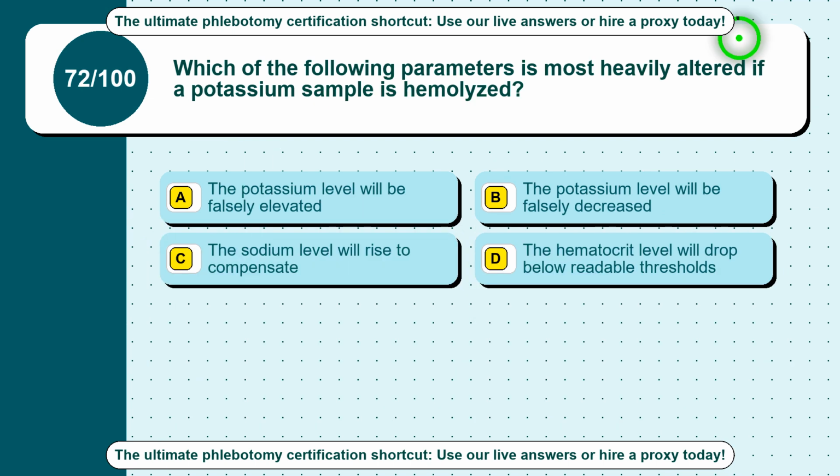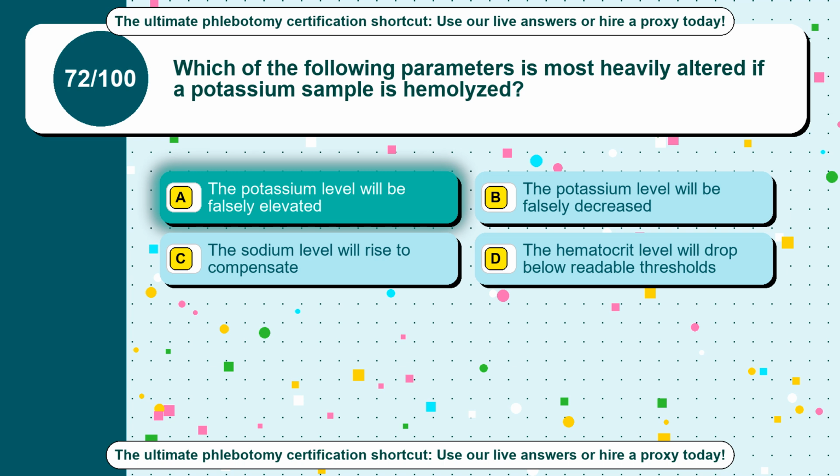Question 72. Which of the following parameters is most heavily altered if a potassium sample is hemolyzed? Option A. The potassium level will be falsely elevated. Option B. The potassium level will be falsely decreased. Option C. The sodium level will rise to compensate. Option D. The hematocrit level will drop below readable thresholds. The correct answer is option A.